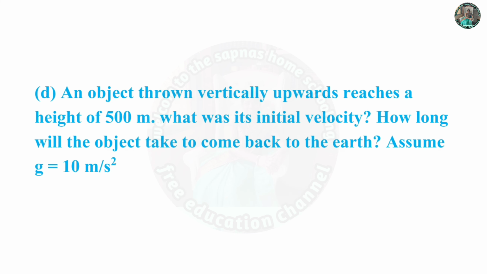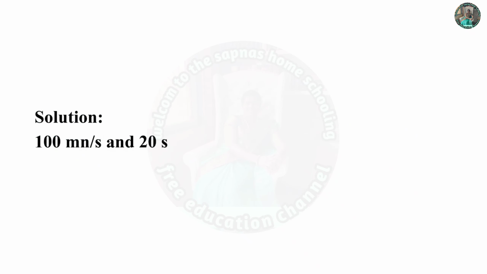8.167 Newton. D. An object thrown vertically upwards reaches a height of 500 meter. What was its initial velocity? How long will the object take to come back to the earth? Assume g is equal to 10 m/s square. Solution. 100 m/s and 20 seconds.